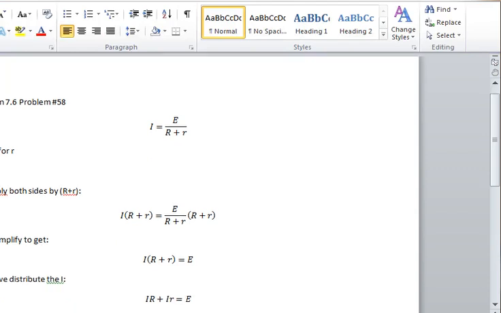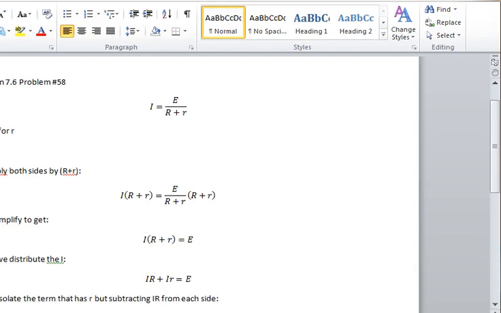Then I'm going to isolate the term that has the little r in it by subtracting IR from each side. And I'm being very verbose. I'm using lots of steps just to kind of demonstrate every single thing along the way. There are a few things that you can shorten up when you're doing these kinds of problems, but I would in general encourage you to err on the side of including too much instead of not enough.